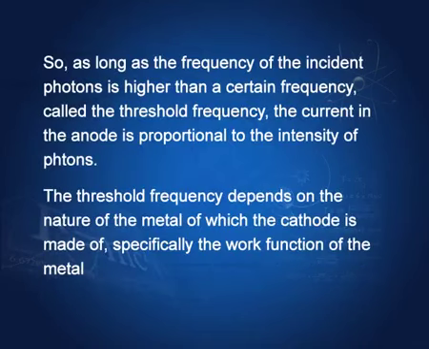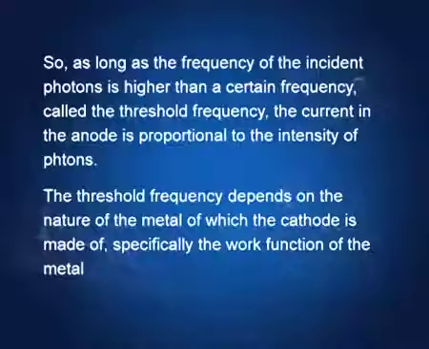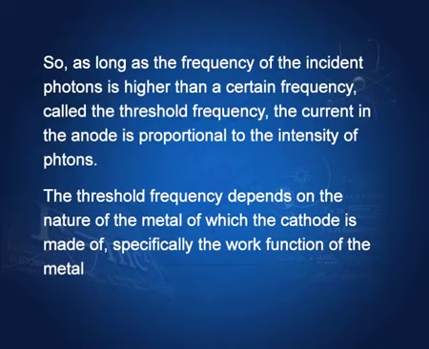So long as the frequency of the incident photon is higher than a certain frequency, which is called the threshold frequency, there is emission of electrons. Below this frequency, there is no emission. Above this frequency, there is emission, and therefore this is known as the threshold frequency.